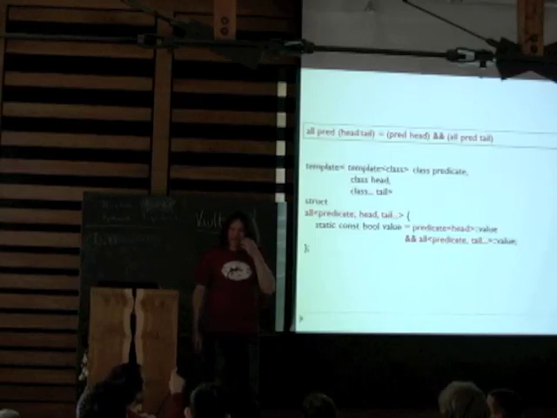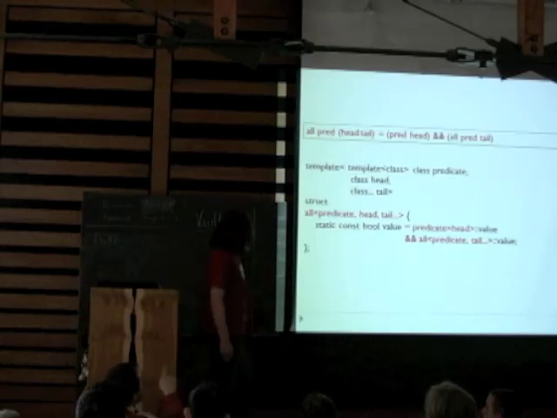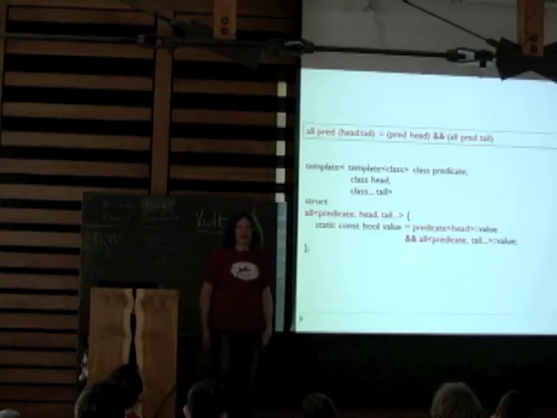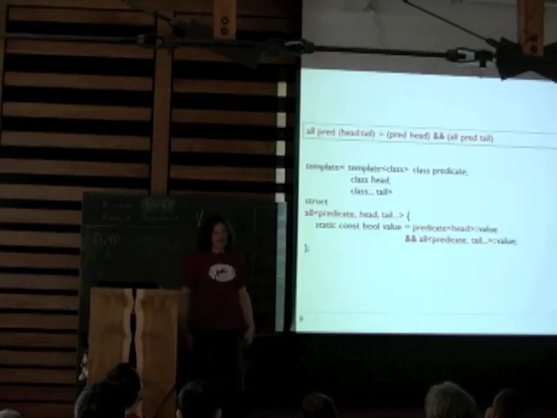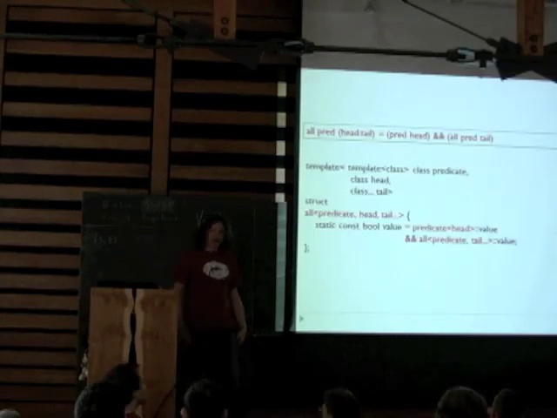Just want to point out that, unintuitively, the C++ here is not lazy. So it will instantiate and evaluate the predicate for every type in the list. You can make it lazy, but it requires making it uglier. Yeah, it's true, actually.